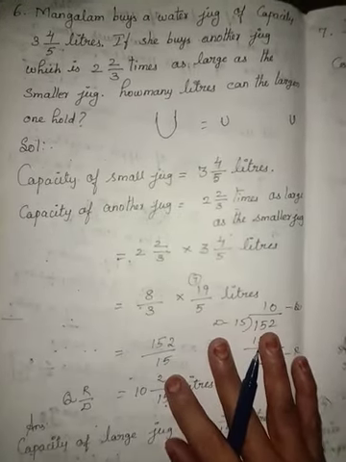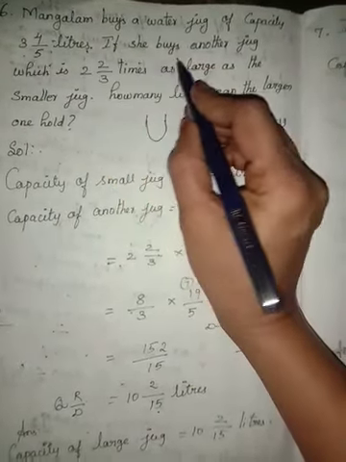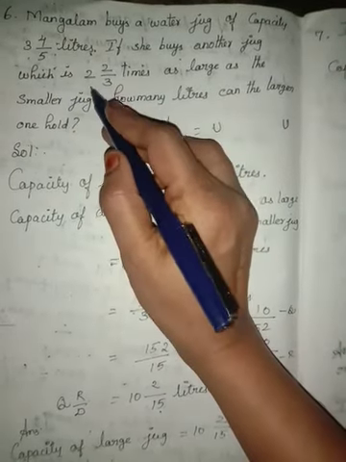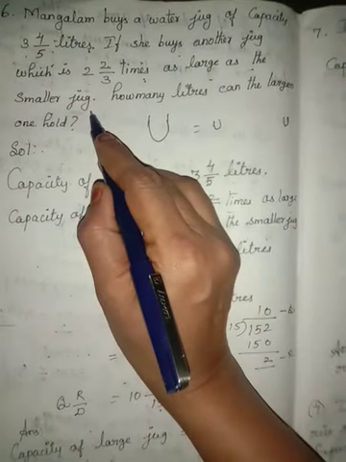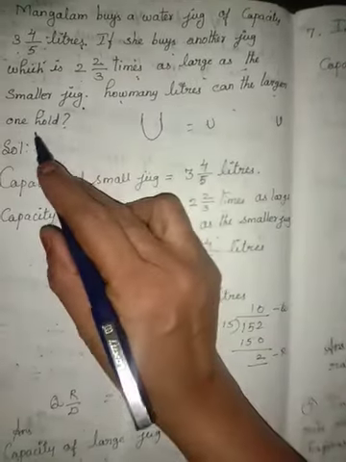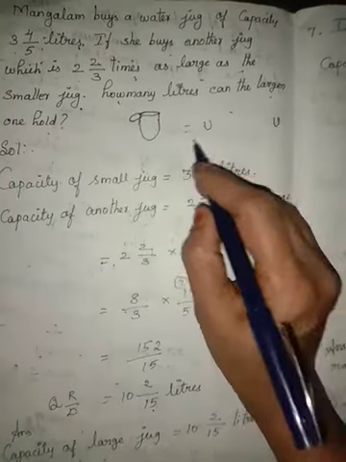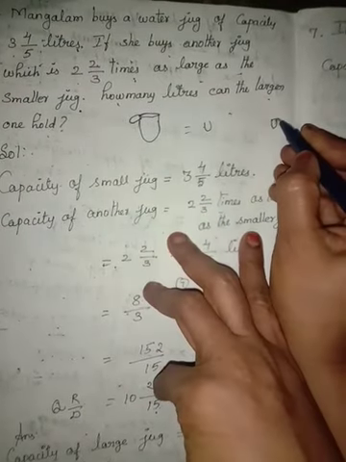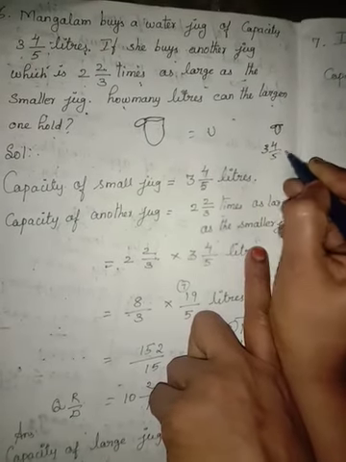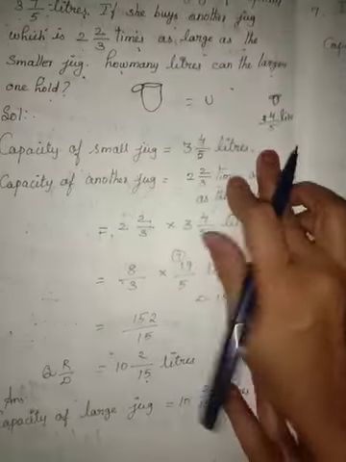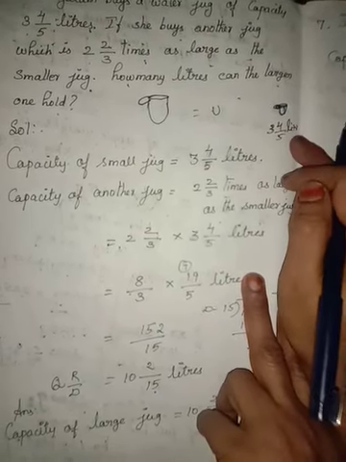Mangalam buys a water jug of capacity 3 4 by 5 liters. If she buys another jug which is 2 by 3 times as large as the smaller jug, how many liters can the larger one hold? So they ask how many liters the larger one holds. Mangalam bought the smaller jug. Its capacity is 3 4 by 5 liters. The capacity of the smaller jug is equal to 3 4 by 5 liters.